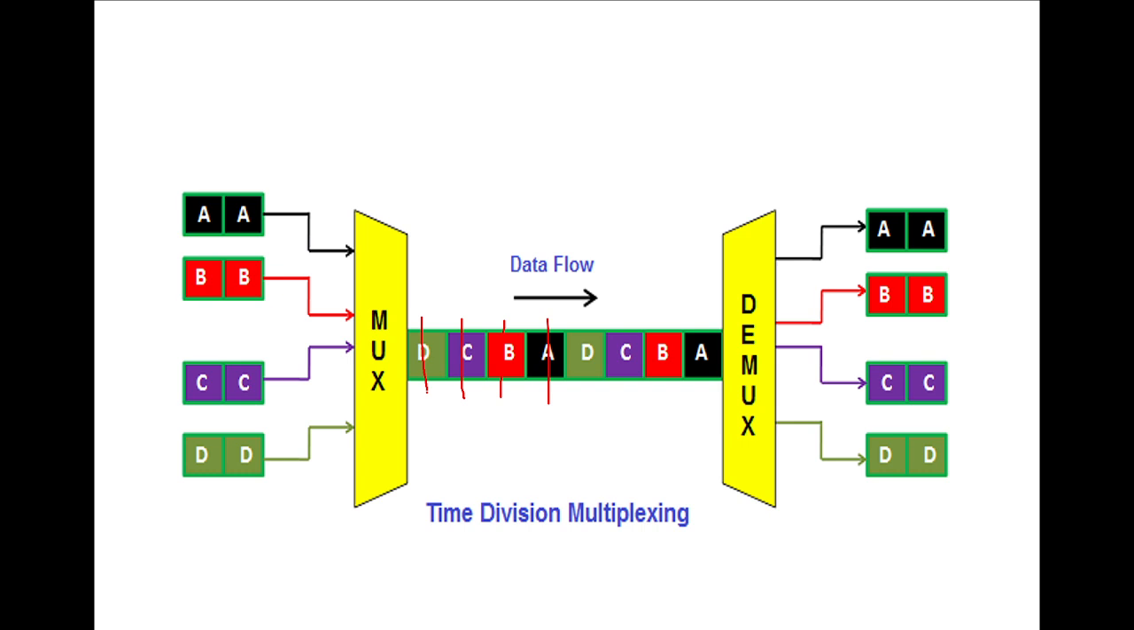So each frame has multiple slots. Each user transmits only in their slot. If they don't have data, that slot will be passed on. The process repeats continuously.